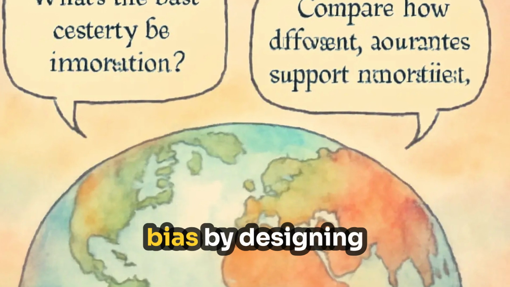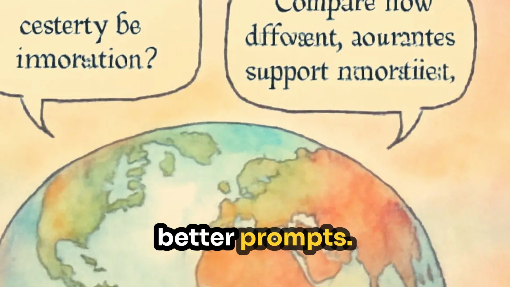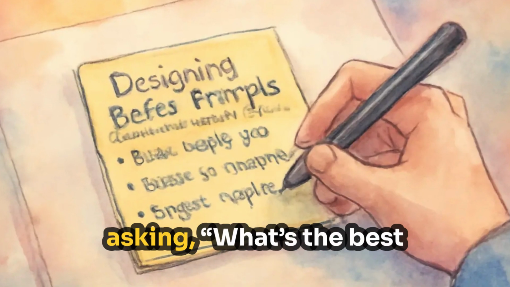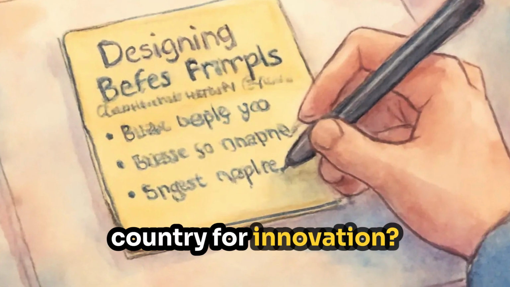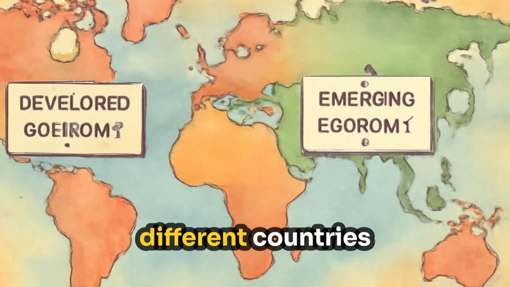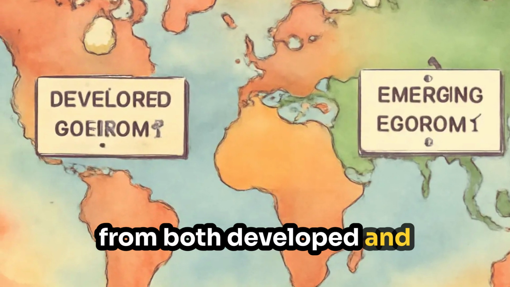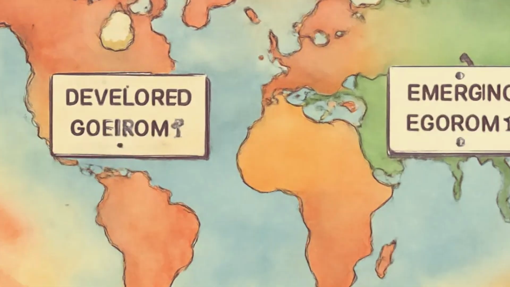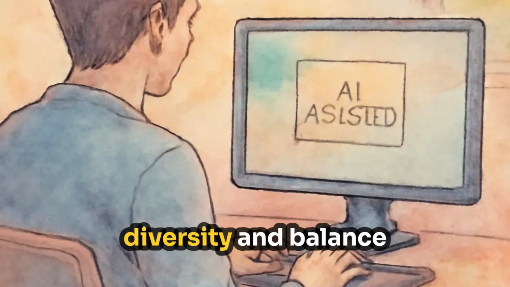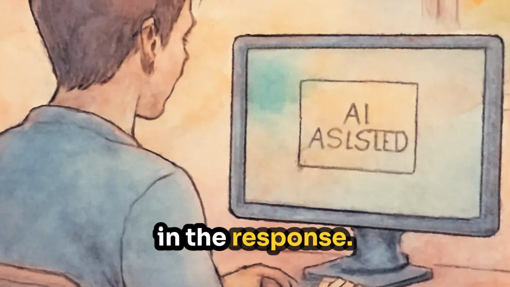You can reduce bias by designing better prompts. For example, instead of asking, what's the best country for innovation? You can prompt, compare how different countries support innovation, highlighting examples from both developed and emerging economies. This framing encourages diversity and balance in the response.